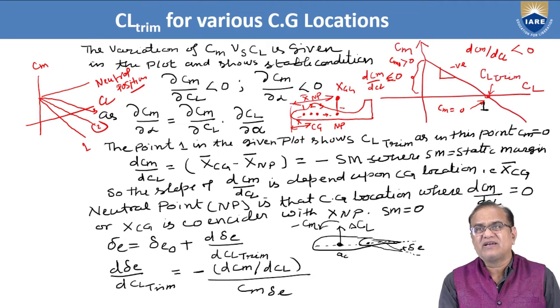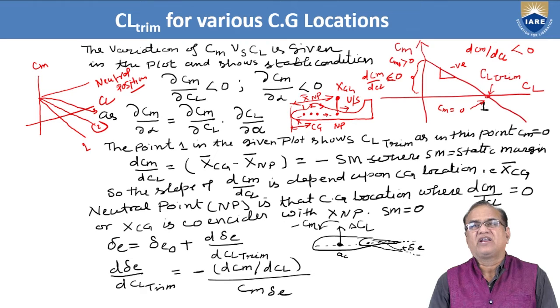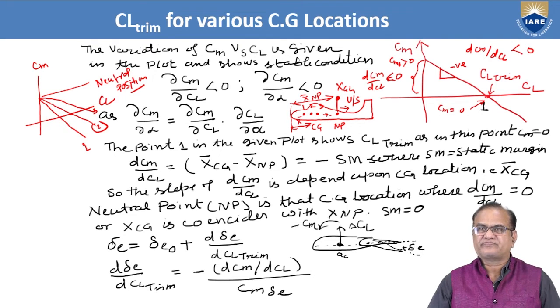As we further move the CG location behind the neutral point, then the aircraft will be unstable. So, as far as the requirement is concerned, we should make sure that the center of gravity of the aircraft should not go beyond the neutral point, and we should ensure that the CG is ahead of the neutral point.